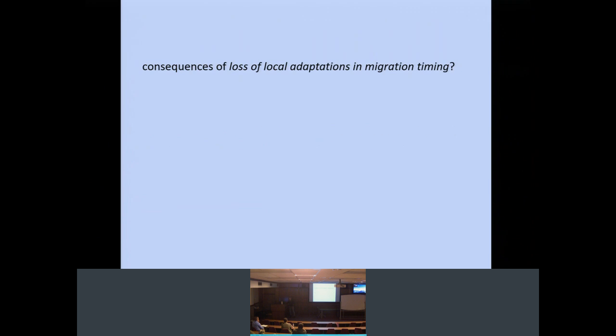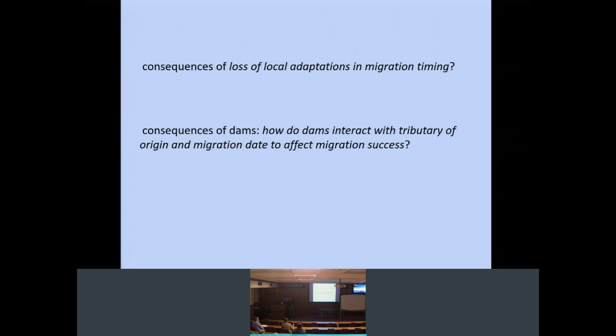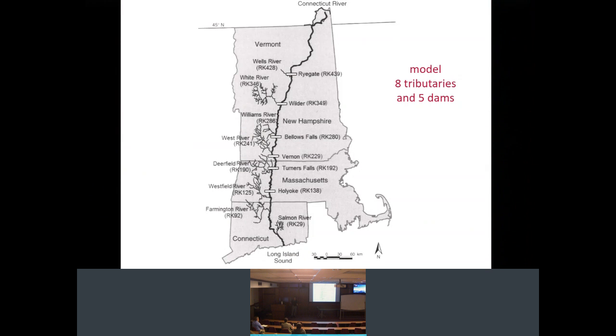Okay, so that's kind of the background of this. That's not the main point of what I'm going to talk about today. You just have to get through that to get to the main point, which is the consequences of dams. And then once we look at the consequences of dams, looking more closely at why the dams are having the effect that they're having. So this is a map of the 8 tributaries and 5 dams that we were studying. There's actually 6 dams on there, but our modeled reach stops right before the upper dam.